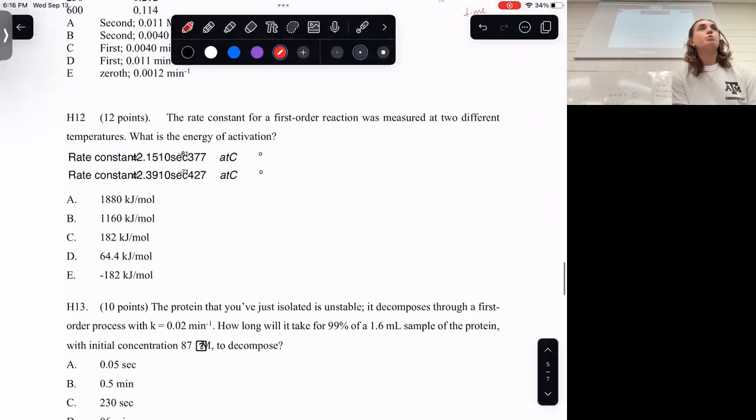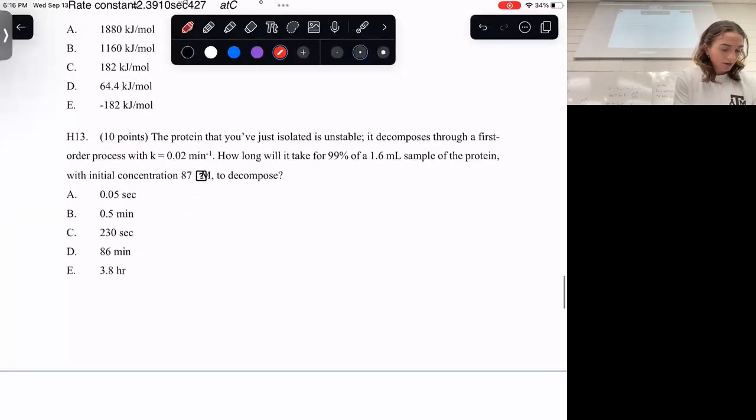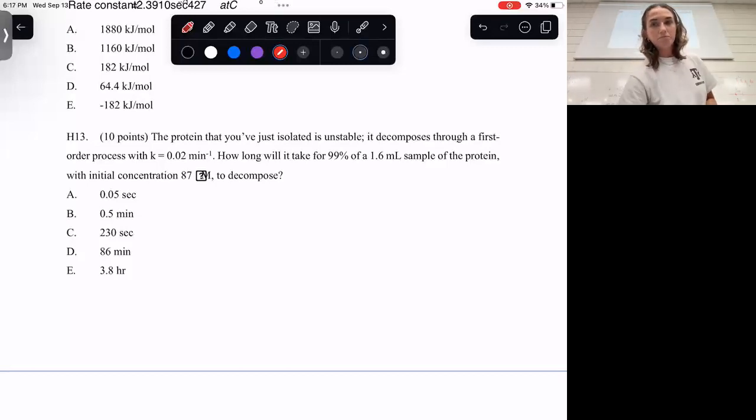I'm gonna skip 12 and just do 14. They're the exact same question. The numbers are just, the question is nicer in 14. Okay, for question 13, the protein that you have just isolated is unstable. It decomposes through a first order process with k equal to 0.02 minutes to the -1. How long will it take for 99% of a 1.6 mL sample of the protein with initial concentration of 87 micromolar to decompose?